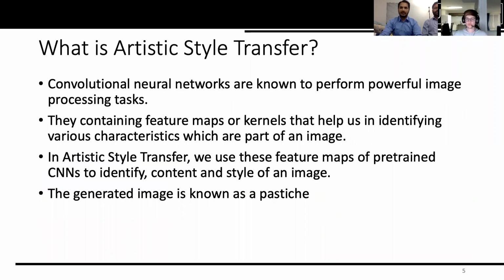So for this implementation, we are using convolutional neural networks because convolutional neural networks are known to perform powerful image processing tasks. They contain feature maps or kernels that help us to identify various characteristics of an image. In neural artistic style transfer, we are going to use these feature maps of pre-trained convolutional neural networks to identify the style and the content of an image. The generated image is known as the pastiche.